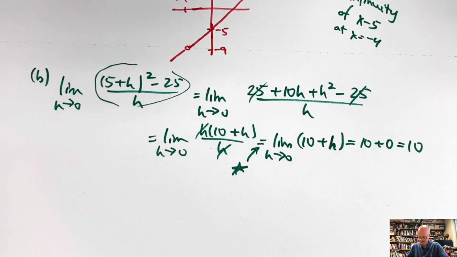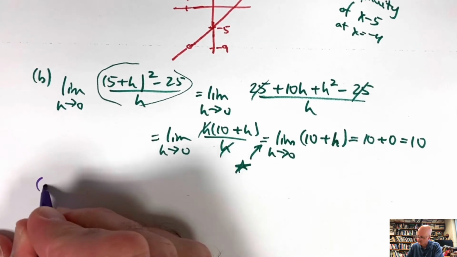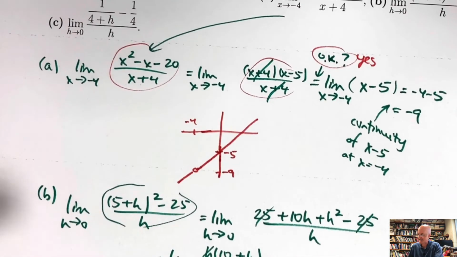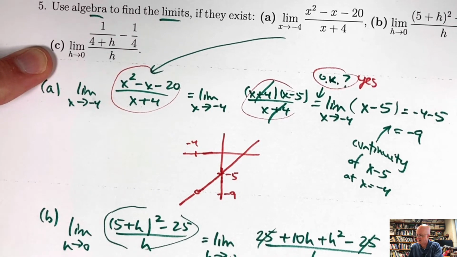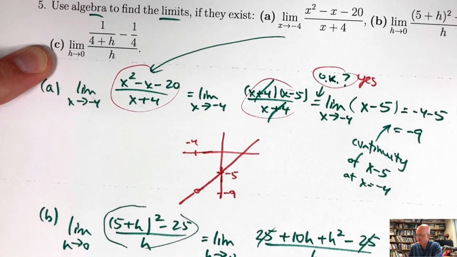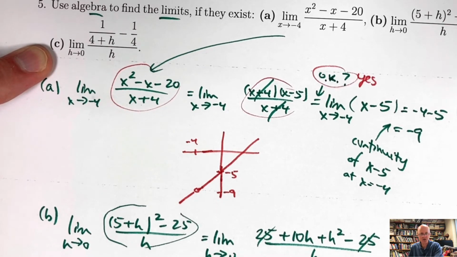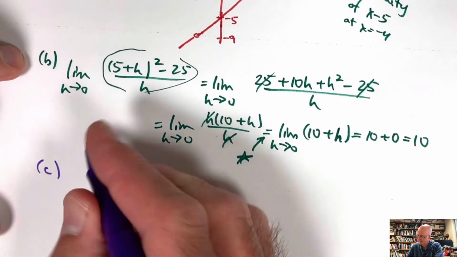Part C. Yikes. There's part C there. What in the world? Letting h approach 0. Can't plug in h equals 0. Fractions within fractions. What in the world am I going to do with this? Let's write it down.